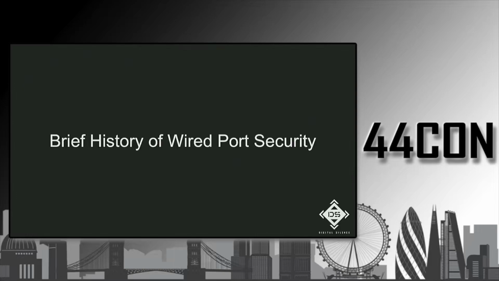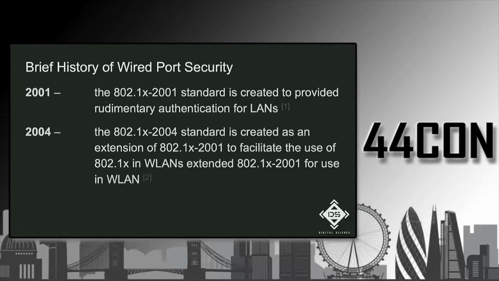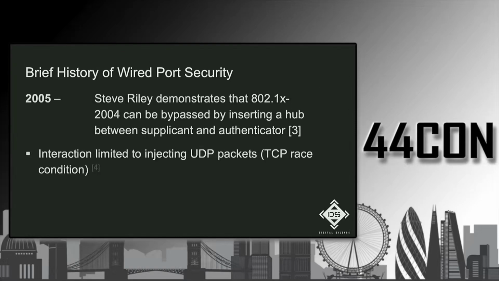I guess the next thing we've got to do before we get to the meat of what we're talking about today is go over a brief history of wired port security and essentially why we're doing this research in the first place. So the 802.1X standard came about in 2001, and the first version was called 802.1X-2001, created to provide authentication for local area networks. Fast forward three years to 2004, and we have 802.1X-2004, which added a whole bunch of new stuff, with the primary intention of extending 802.1X so you could use it in wireless environments as well.